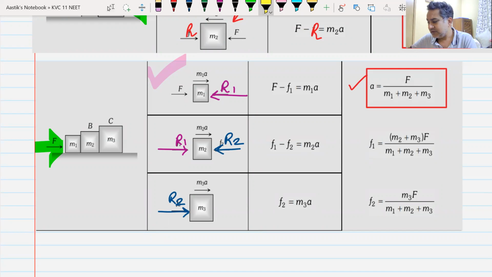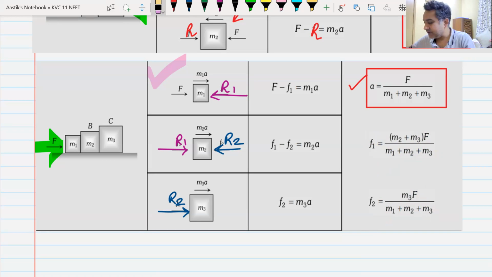Again, they are not going to ask this. They are probably going to ask you only the acceleration of the blocks. But you can remember this, and I will tell you the trick to remember this.